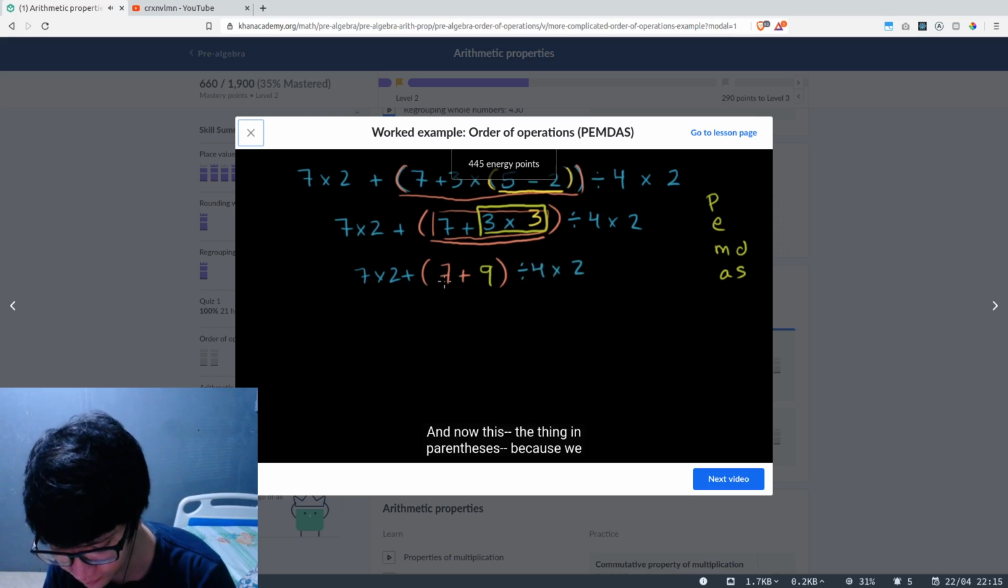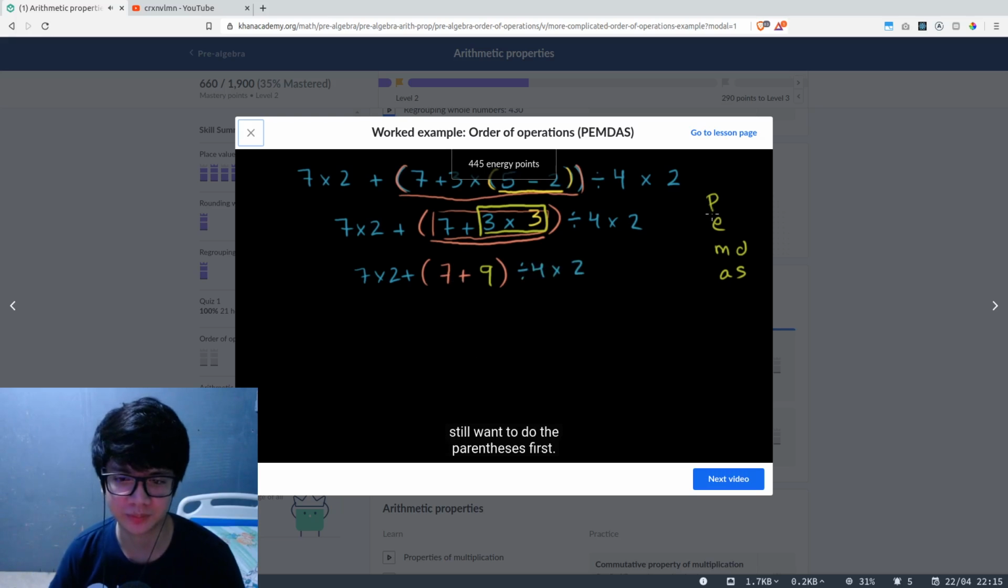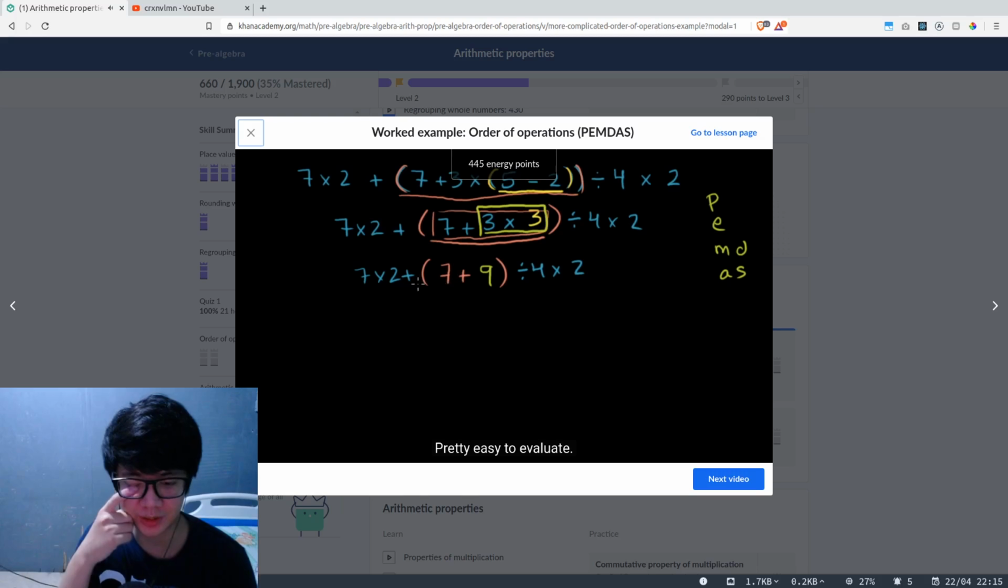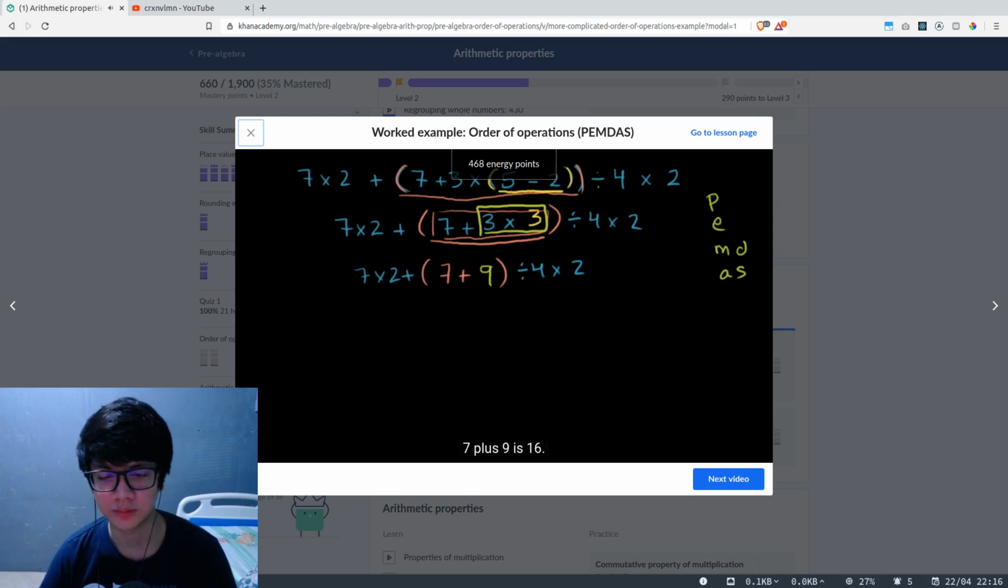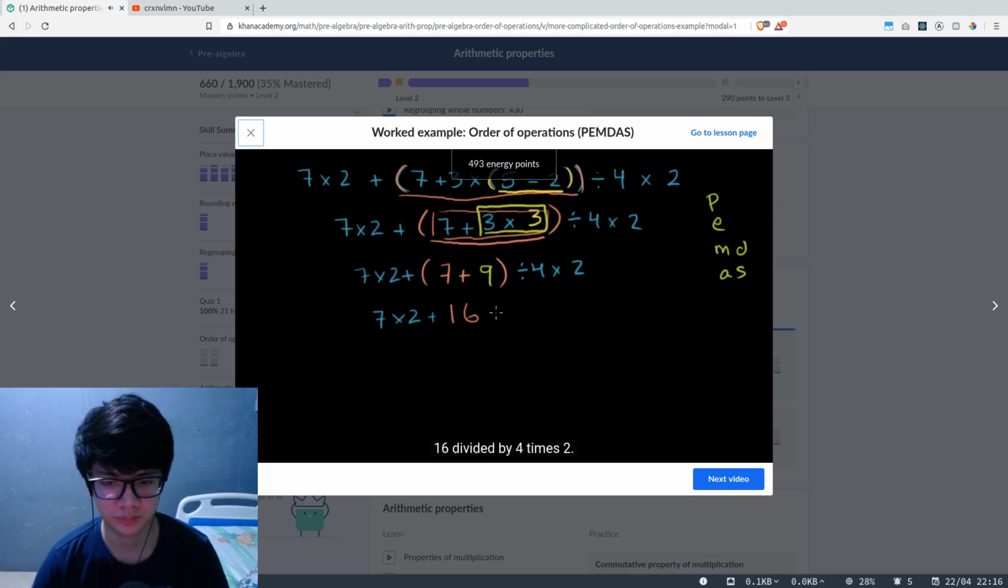And now the thing in parentheses, because we still want to do the parentheses first, is pretty easy to evaluate. What's 7 plus 9? 7 plus 9 is 16. And so everything we have simplifies to 7 times 2 plus 16 divided by 4 times 2.